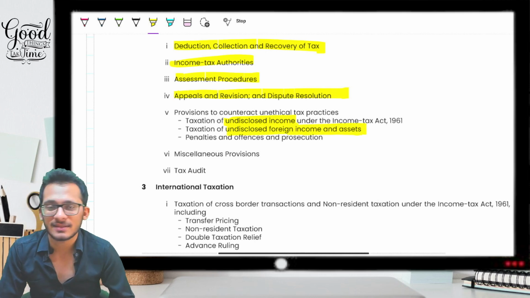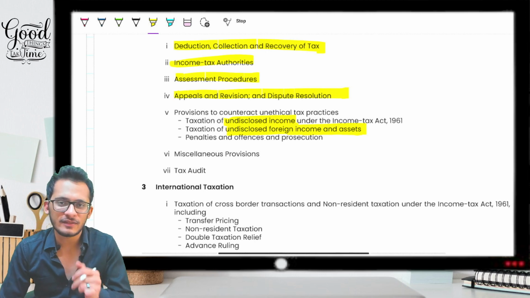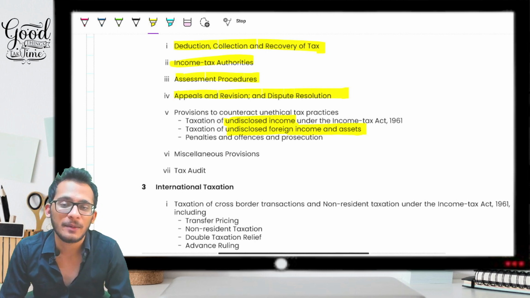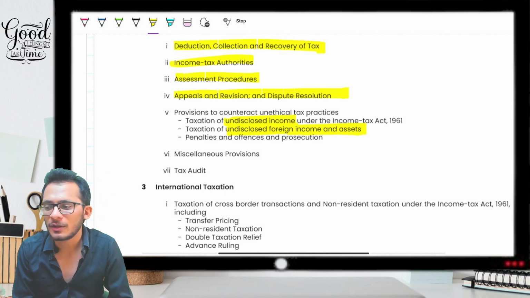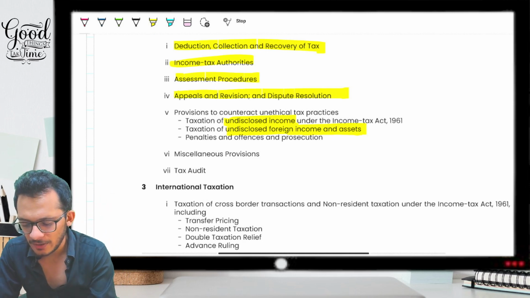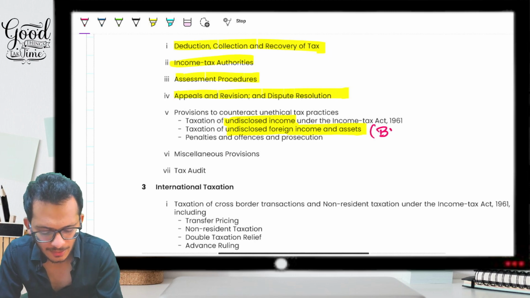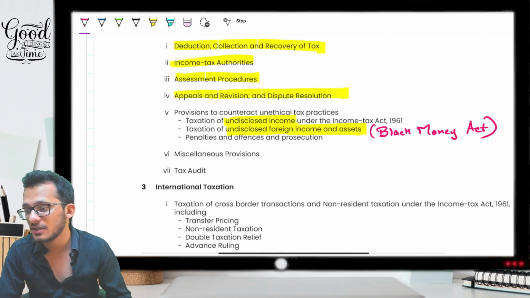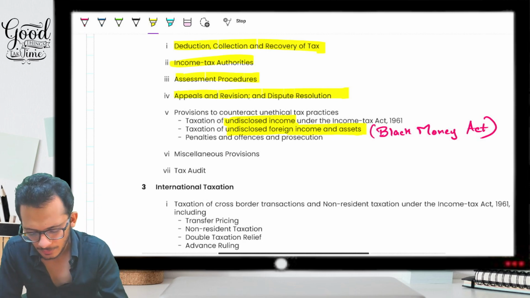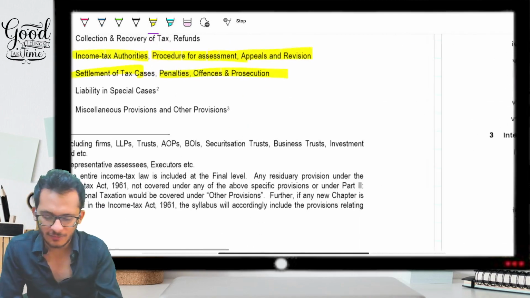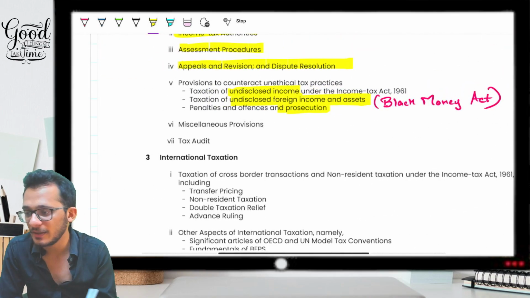Now, this is something very interesting. At least your seniors who might have done international taxation in paper 6C in the old syllabus had something called the Black Money Act. Since it has now become a self-paced module, my assumption is the Black Money Act has now become part of your new syllabus itself. So it is going to be tested here, which means now you don't just have the Income Tax Act and Equalization Levy to read, you might also have the Black Money Act to read. Penalties, offences and prosecution, the same thing which they have given. So basically two extra things are coming to you: undisclosed income and the Black Money Act.